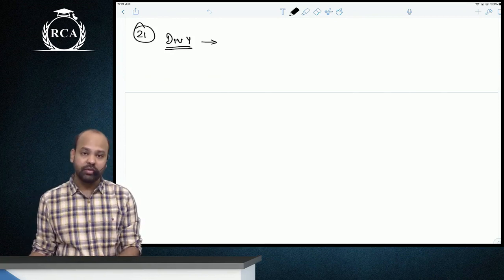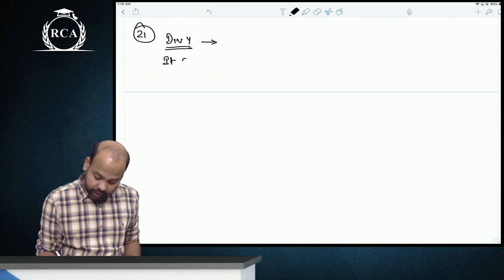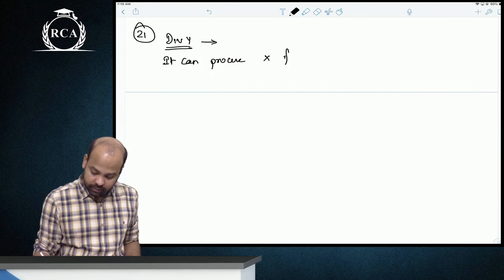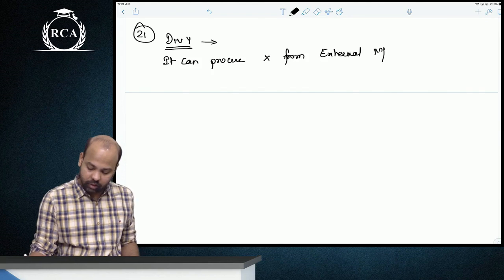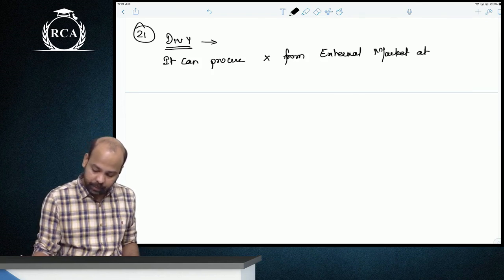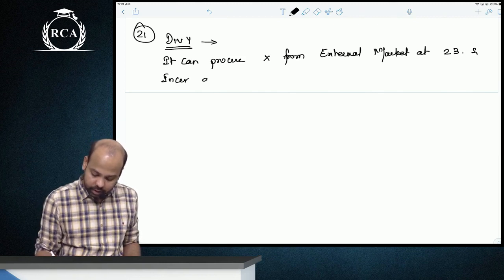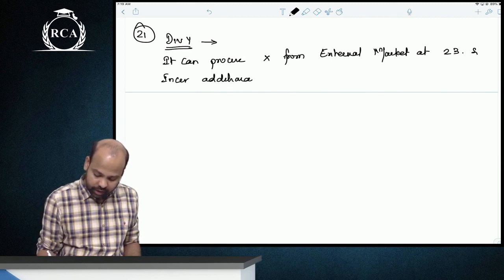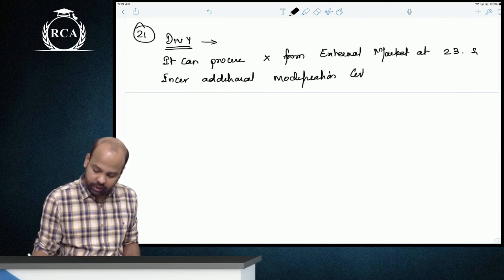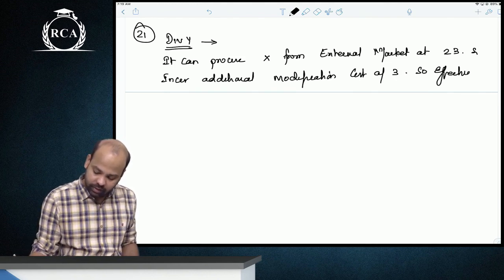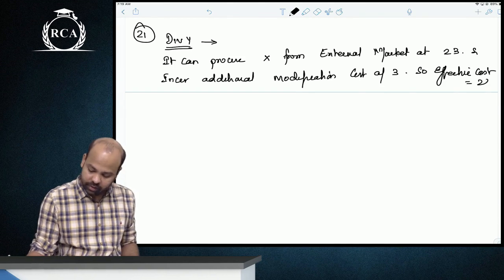Now if you talk about division Y, it can procure X from the external market at 23 rupees, and incur an additional modification cost of 3 rupees. So the effective cost, beta, would be 26 rupees.